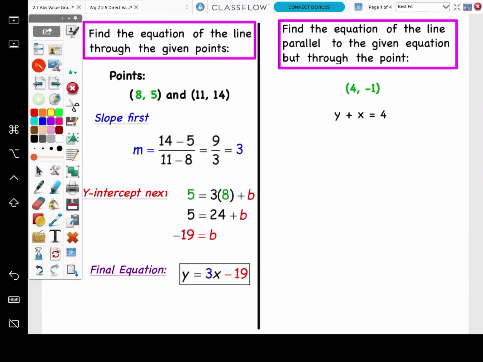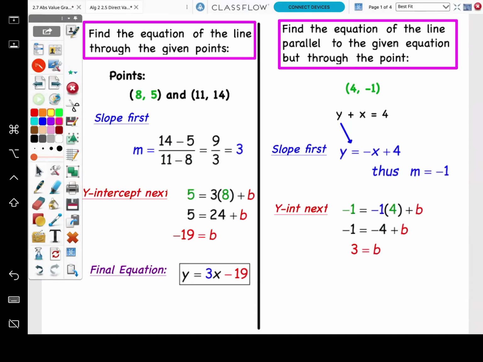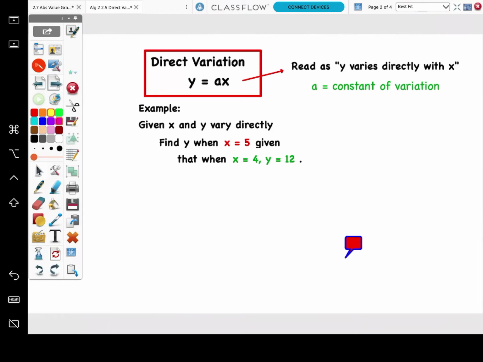Find the equation of the line parallel, so same slope as this given line, but through the point (4, -1). So again, we're going to find our slope first. Rearrange, get slope of -1. Same slope, so we're going to use -1, and find our y-intercept again, and our equation is y equals -x plus 3. You got that one too, right? Great job.